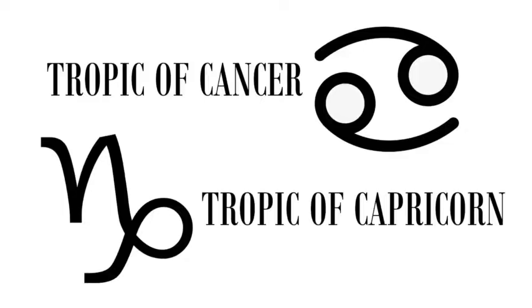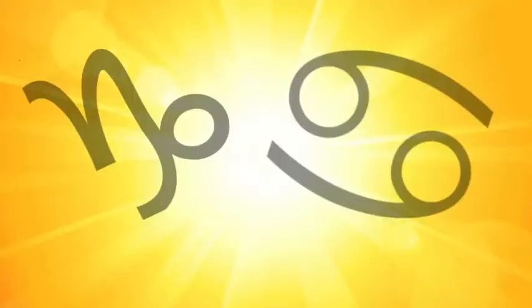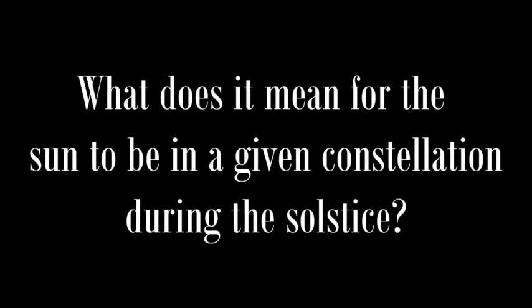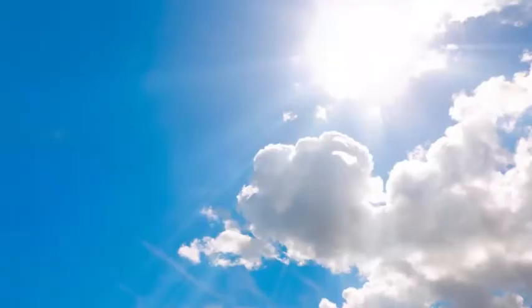As Wikipedia tells us, the Tropic of Cancer and Capricorn were named such because many years ago, in the days before BC, the sun was in the constellation of Cancer at the June solstice, and the sun was in the constellation of Capricorn at the December solstice. What does it mean for the sun to be in a given constellation during the solstice? It means the position of the sun in the sky at solar noon.